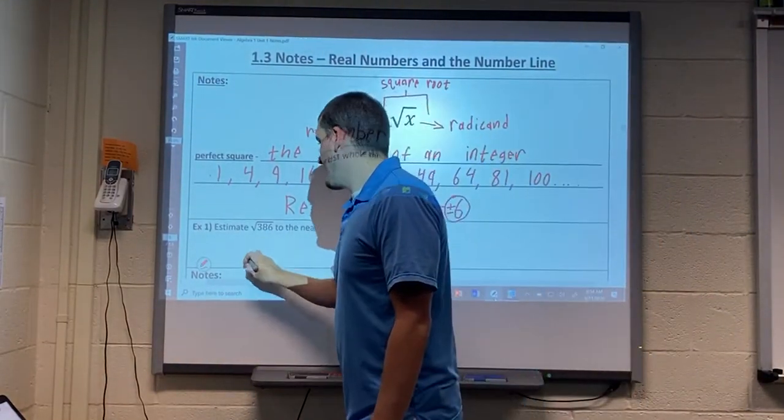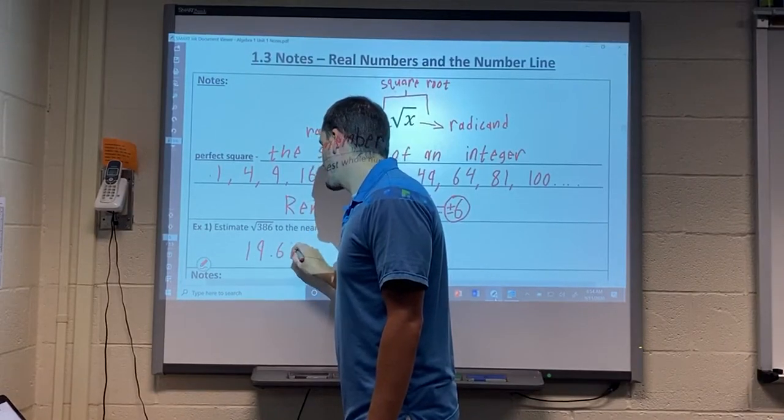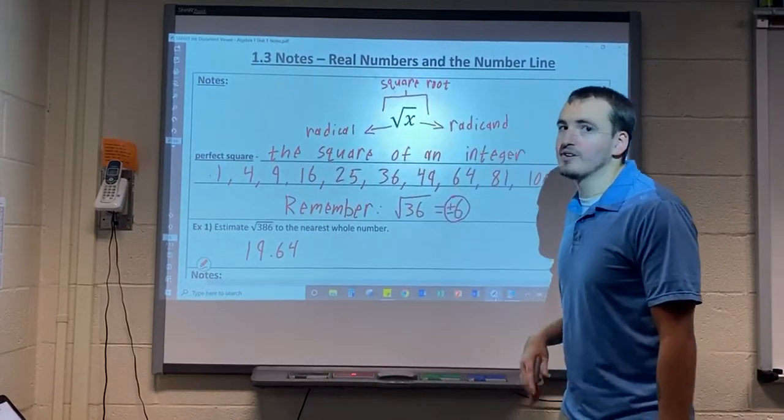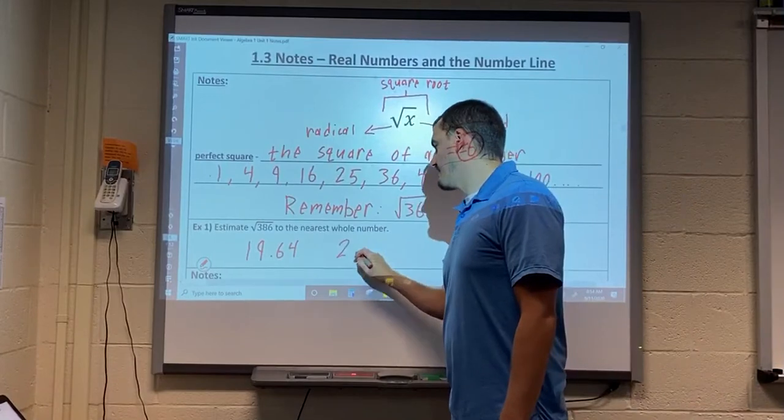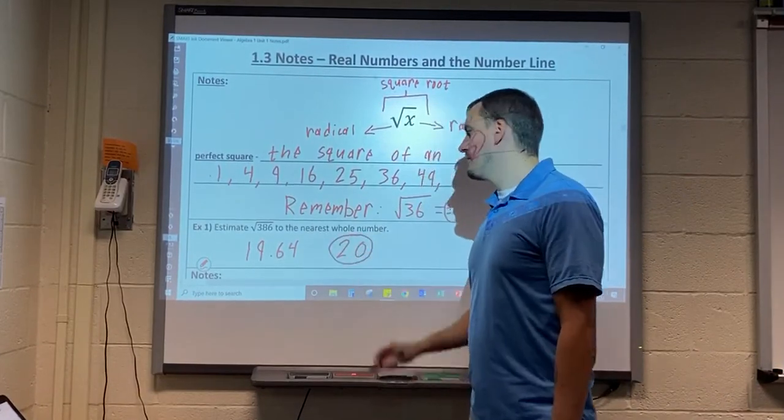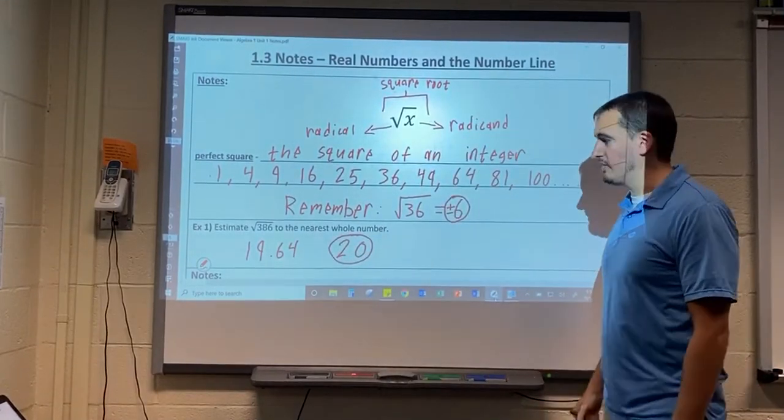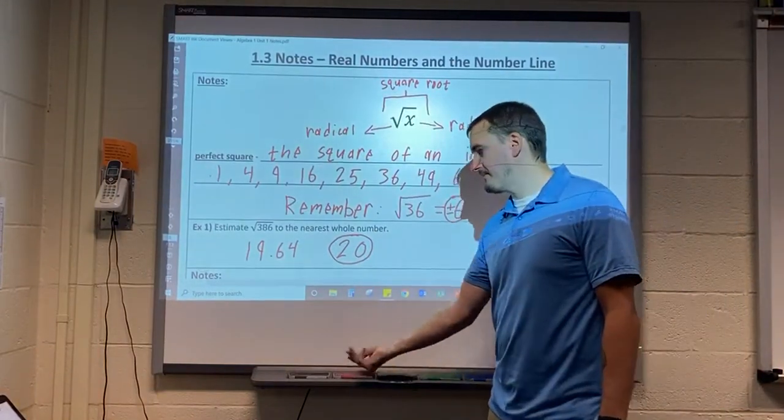If we go back to the problem, it wants us to round to the nearest whole number. Okay? 19.64 is going to round up to 20. So my answer here would be 20. Okay? Rounding up to the nearest whole number.